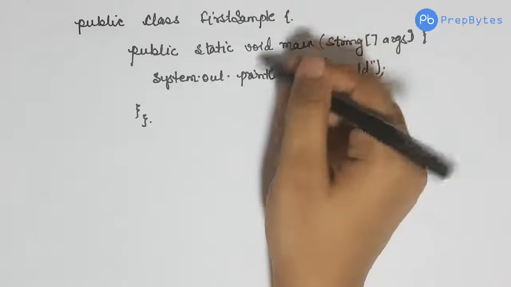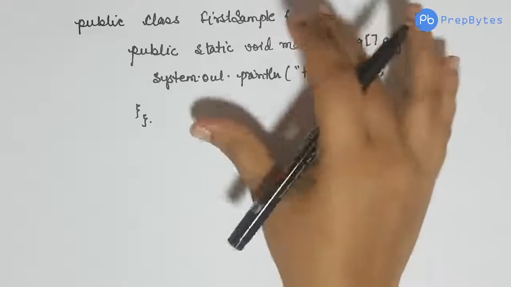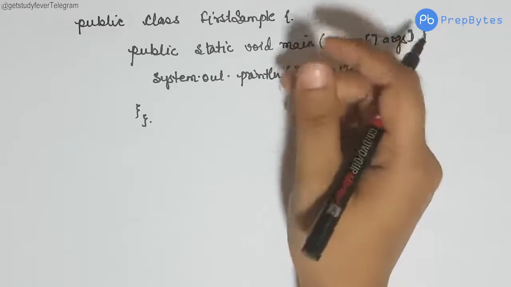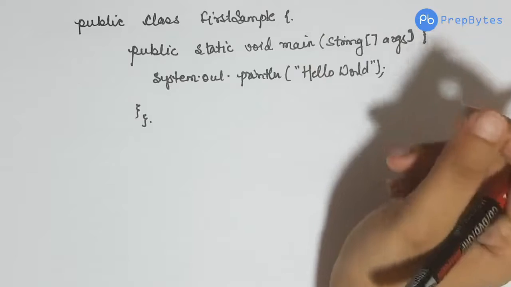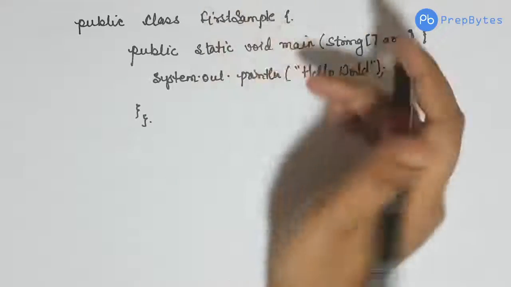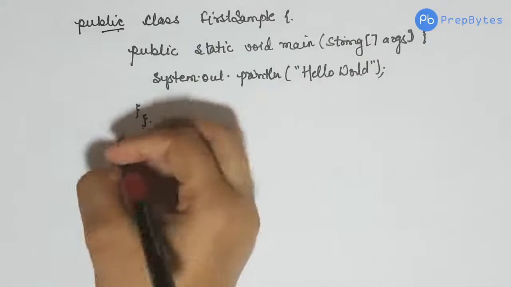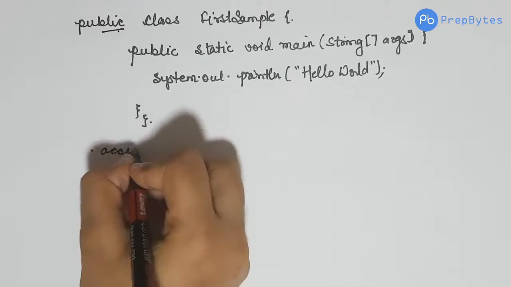So this is a small Java program. Let's try to understand what elements we have used, or what elements we need in order to write a Java program. Starting from here, this is public. This is an access modifier. Let me write it here.